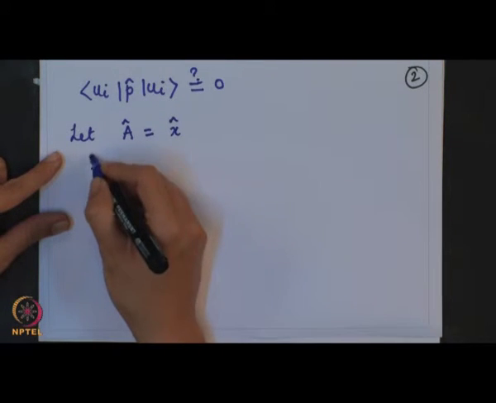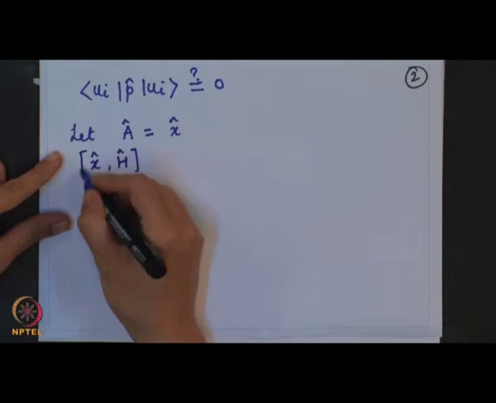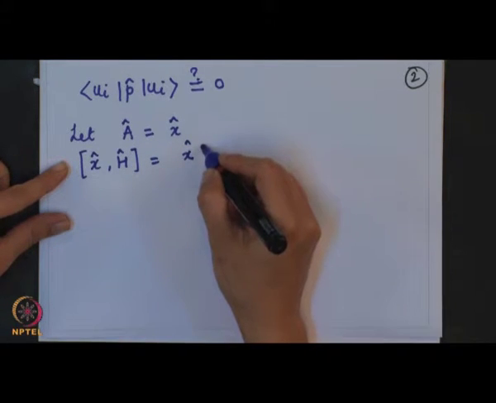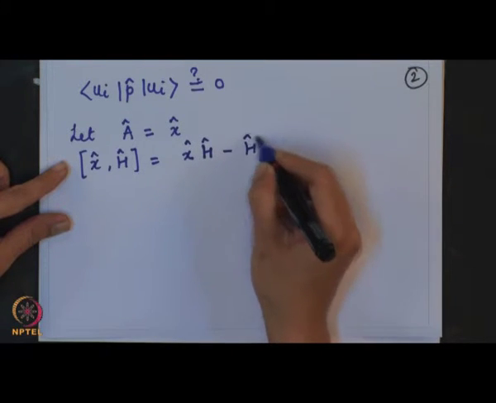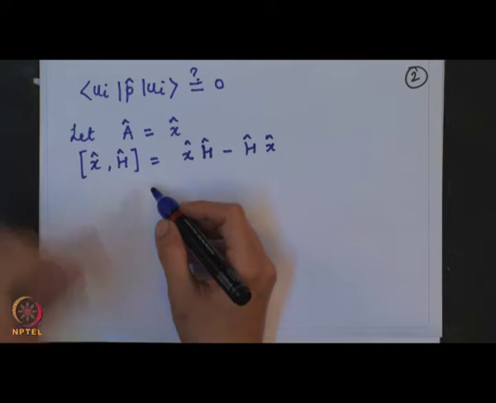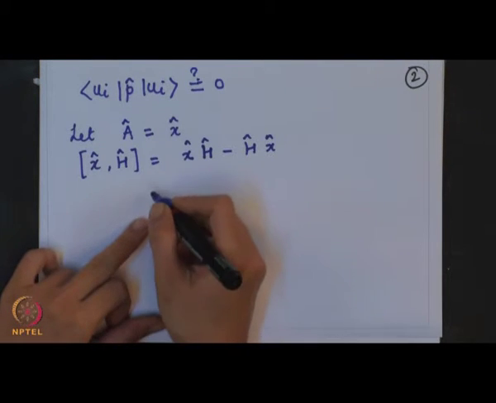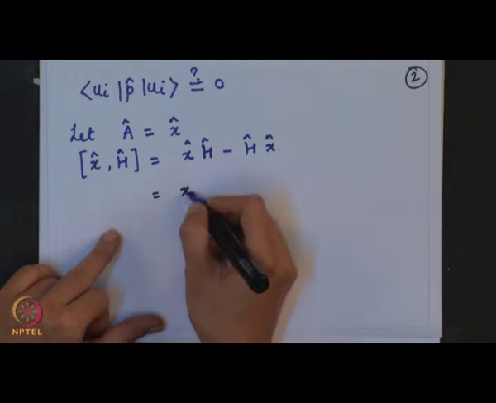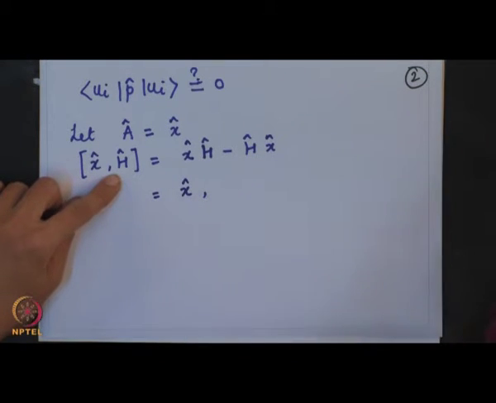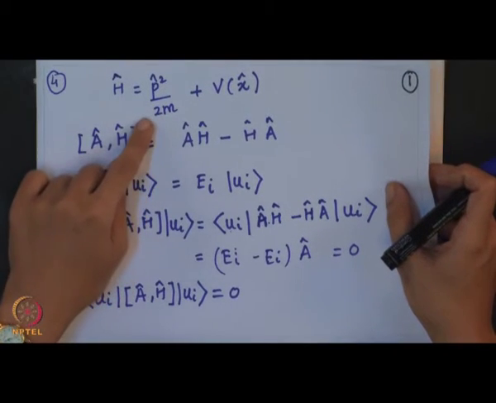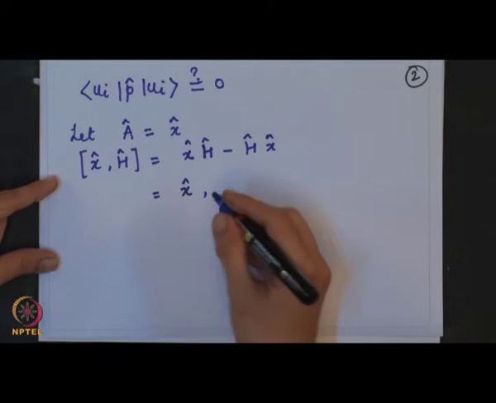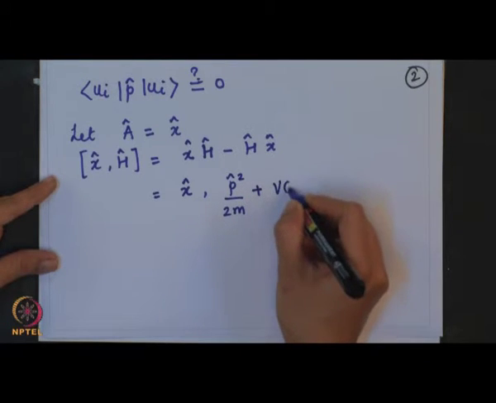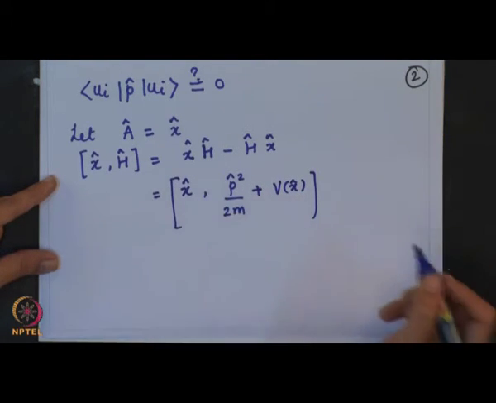So, what will be x with H? The commutator of x and H would be xH minus Hx, agreed. Now, what we will do is we will try to get this operator in terms of p and V. The operator H we saw here was p square upon 2m plus V of x. This is what it means.